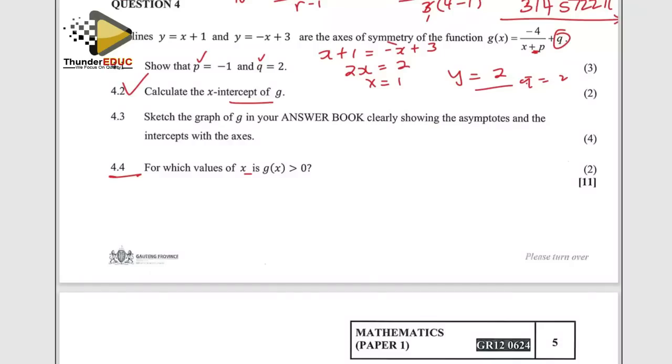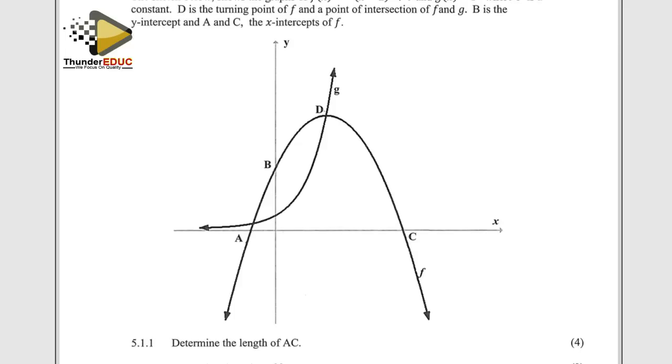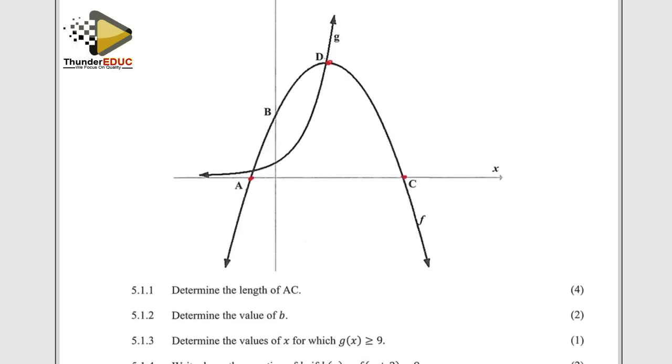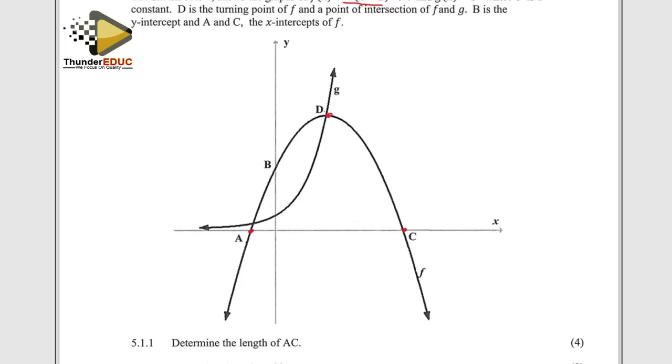Then question number 5, it's a parabola with an exponential. But the format that we've been given is the turning point format for the parabola. Okay, so g of x is b to the x, where b is the constant, d is the turning point, beautiful. And the point of intersection, B is the y-intercept, and A and C are the x-intercepts. First question, determine the length of AC.